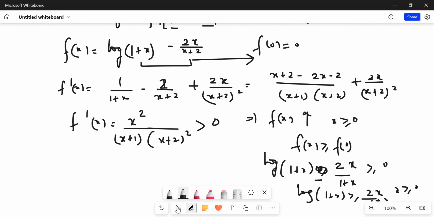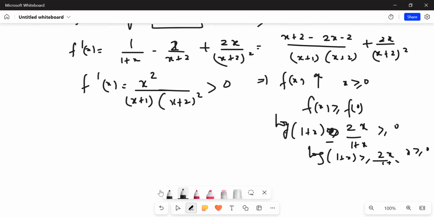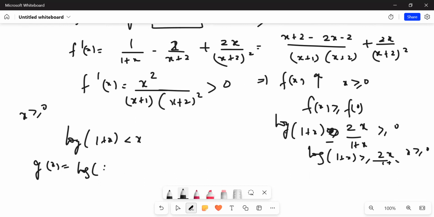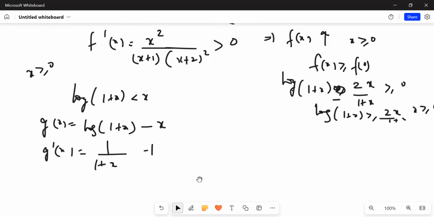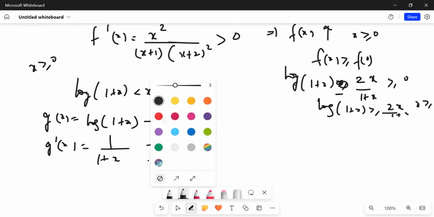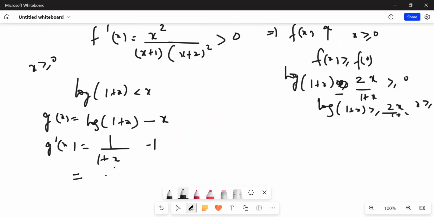Okay, this is it. Now you see another inequality that you should be knowing, I think by now, that log of 1 plus x is always less than x. In order to develop it, just take a g x, and this I'm considering for all x greater than equal to 0. So let us consider g of x is equal to log of 1 plus x minus x. Take the derivative of it. The derivative will come out as 1 upon 1 plus x minus 1, which is minus x upon 1 plus x.